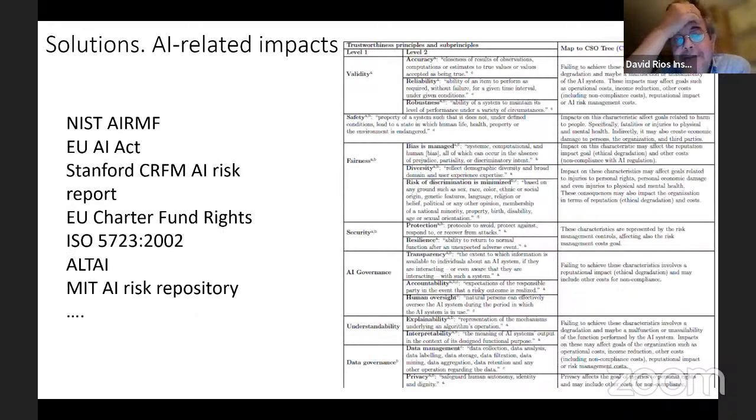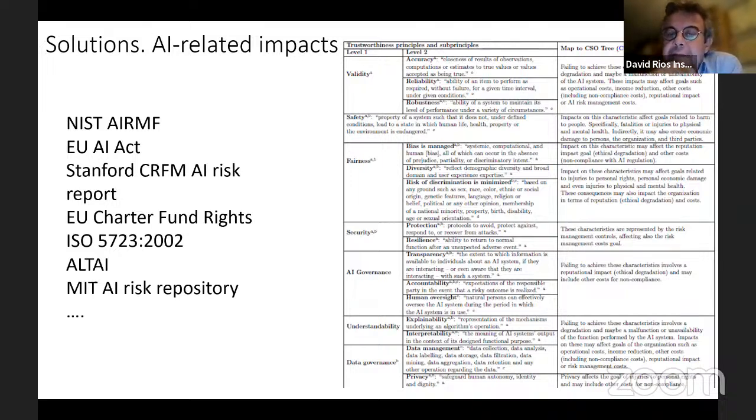Now with artificial intelligence, there's a bunch of new impacts that various organizations have mentioned. I'm reflecting here the NIST AI RMF, which reflects a number of principles and sub-principles that should be prime in managing risks in relation to AI. The European Act also mentions principles. There's the European Charter of Fundamental Rights, ISO, ALTAI, and an MIT AI risk report. So basically, you can see here the principles that they propose, like validity, safety, fairness, security, etc.